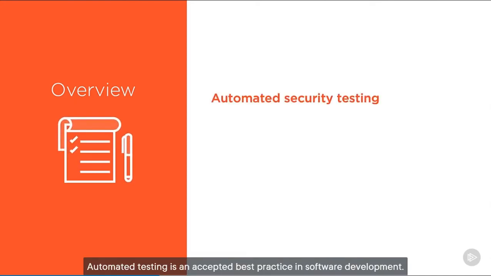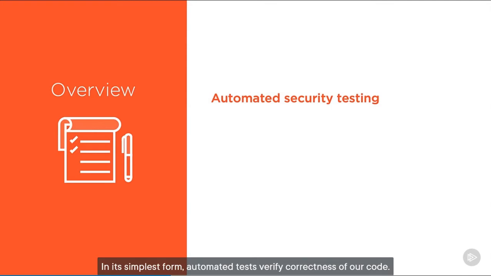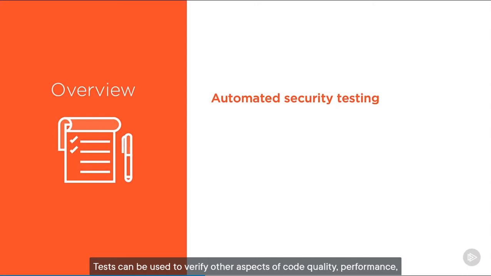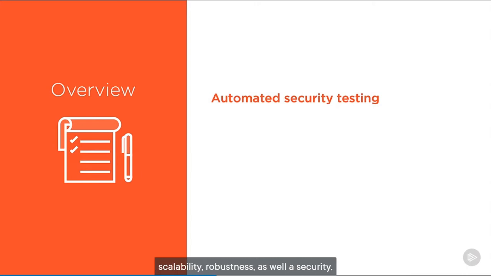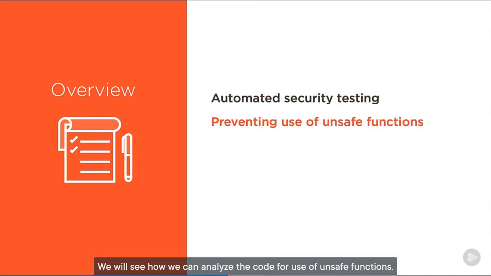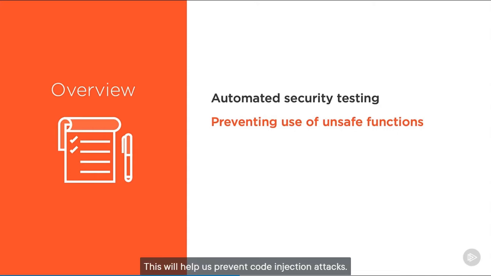Automated testing is an accepted best practice in software development. In its simplest form, automated tests verify correctness of our code. They take skill and effort to write, but they are an effective way of increasing the quality of our code and preventing bugs. Tests can be used to verify other aspects of code quality: performance, scalability, robustness, as well as security. We will see how we can analyze the code for use of unsafe functions. This will help us prevent code injection attacks.